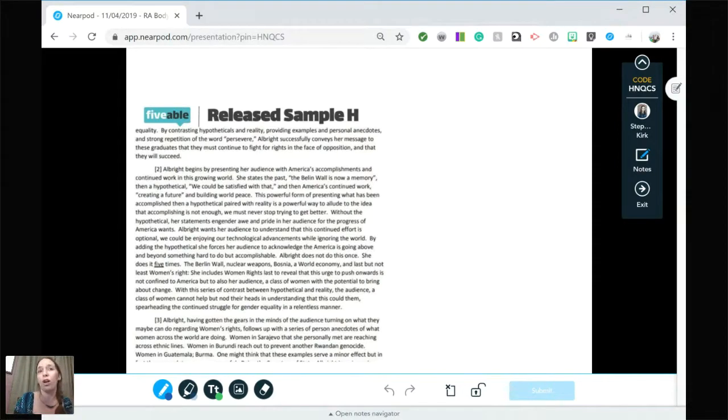So then moving down, look at the last sentence. With this series of contrasts between hypothetical and reality, the audience, a class of women, cannot help but nod their heads in understanding that this could be them, spearheading the continued struggle for gender equality in a relentless manner. Strong concluding statement that brings it back together, goes back to purpose. It doesn't repeat the same thing. You can see when I took the picture of it, I left up in there that thesis statement that they had for us. So it's not verbatim the same thing. It's pulling it in. We're clearly able to see that purpose.